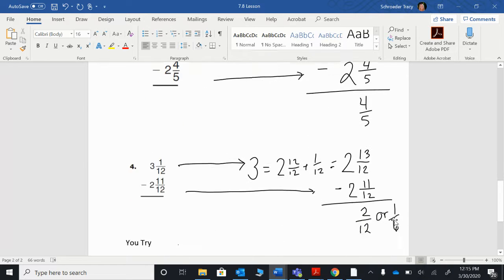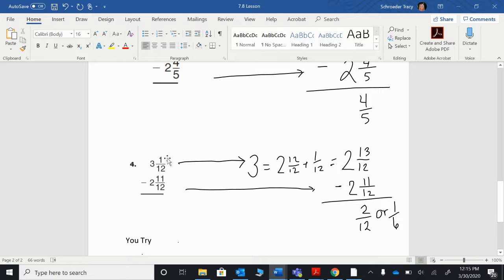Another example, 3 1/12. 1/12 cannot take away 11/12. So I'm going to take my 3 and turn it into 2 12/12. When I add 1/12 to it, I end up with 2 13/12. Take away 2 11/12, which is then 2/12 as an answer, or you can simplify. Either one will work, as 1/6.